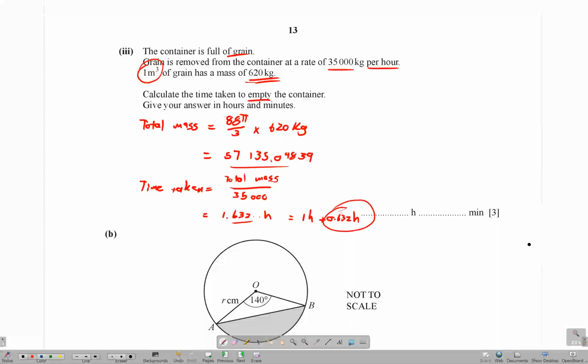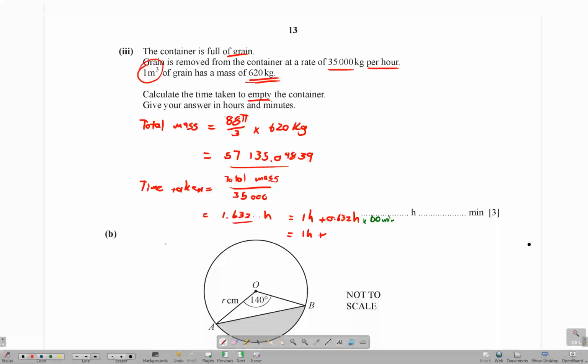Okay, so we need to convert this to minutes. So how do we do that? We just multiply by 60 minutes. Okay, so this will give me 1 hour and let's see in our calculators. So just a quick trick is we can actually take that previous answer and subtract 1 so that we have 0.6324 and so on and so forth, and then multiply that by 60.